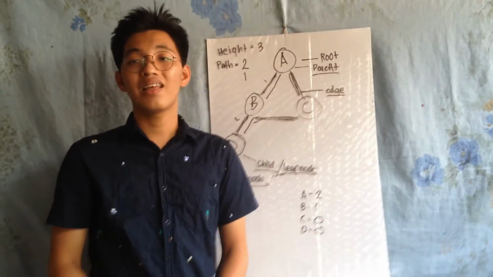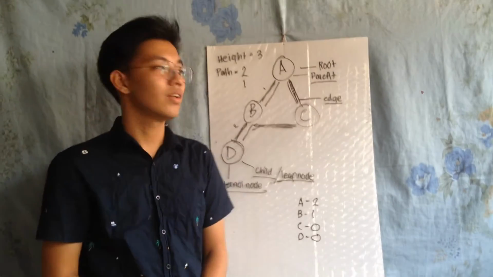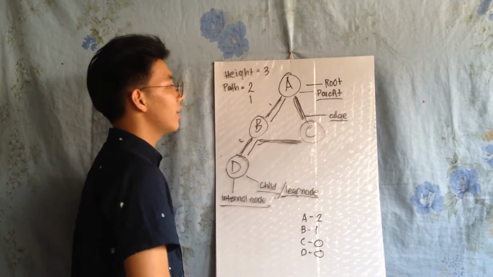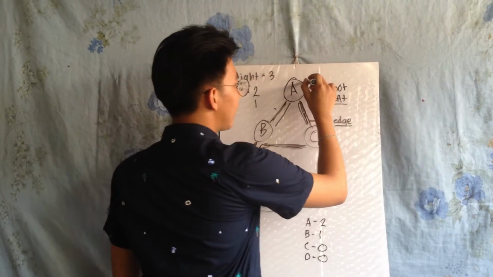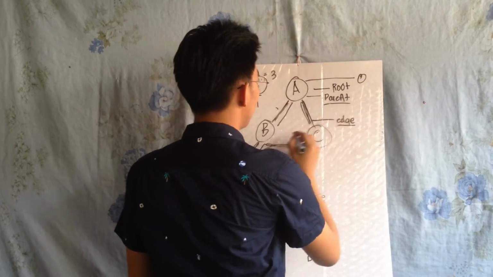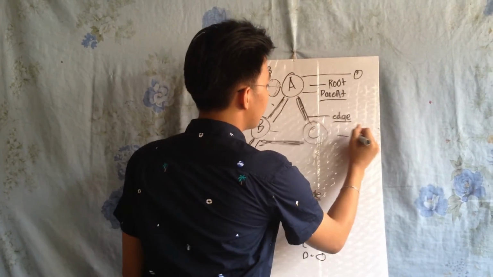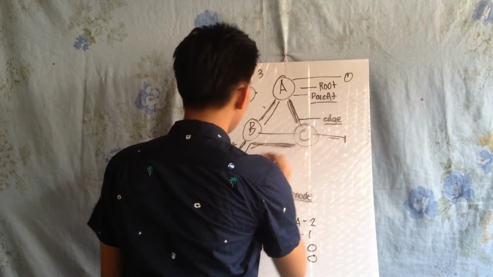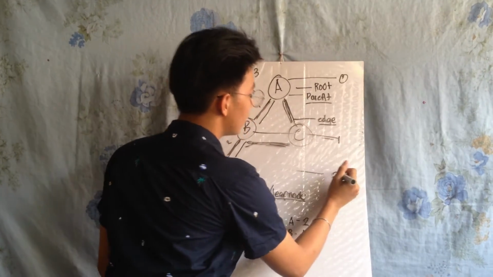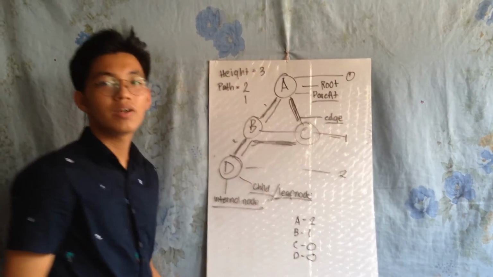Level. The path length from the root, nag-start sa 0. So, sa level, ito ang root natin. So, mag-start siya sa 0. B to C is 1. And D is 2. So, lagi nag-start sa 0 pag sa level.